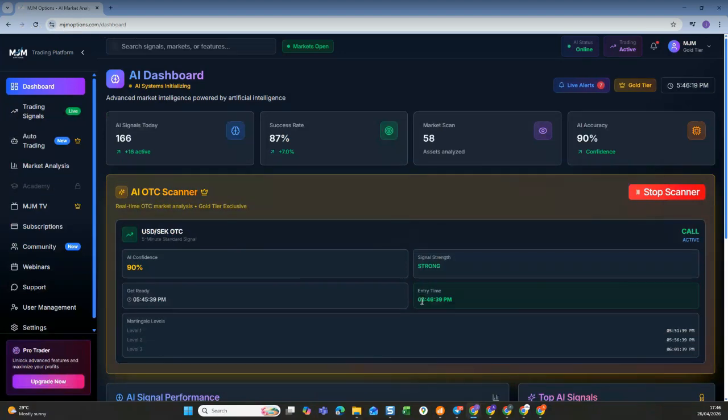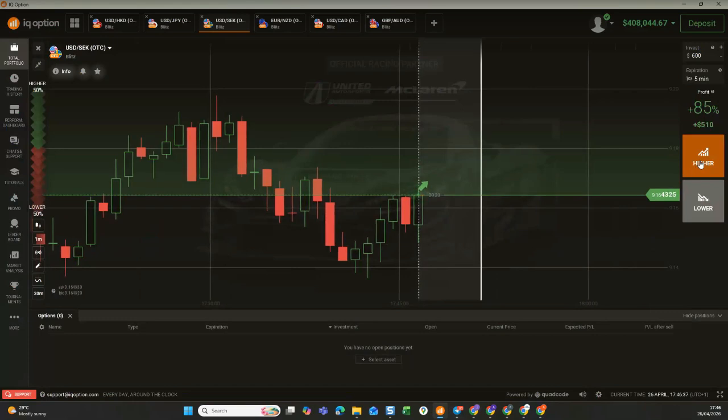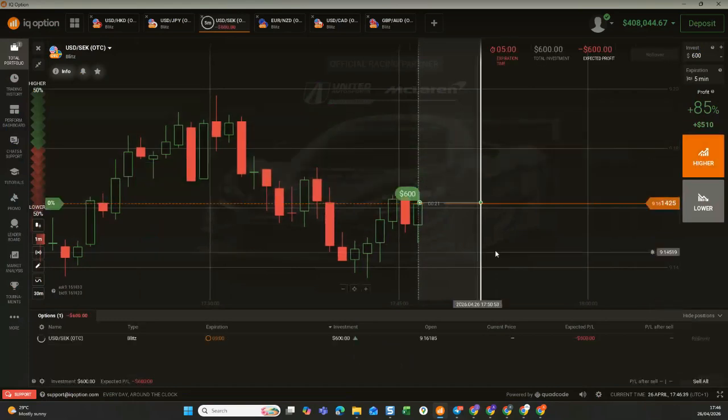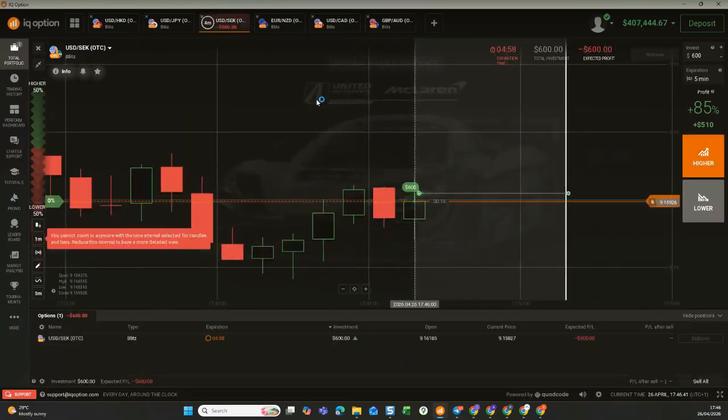5:46:39 seconds. So less than 20 seconds to go, heading to 10. So let's see, we are buying USD SEK at 5:46:39 seconds. So we're counting down now. 34, 35, 36, 37, 38, 39. So buy now. So now we are running this also for 5 minutes, USD SEK.